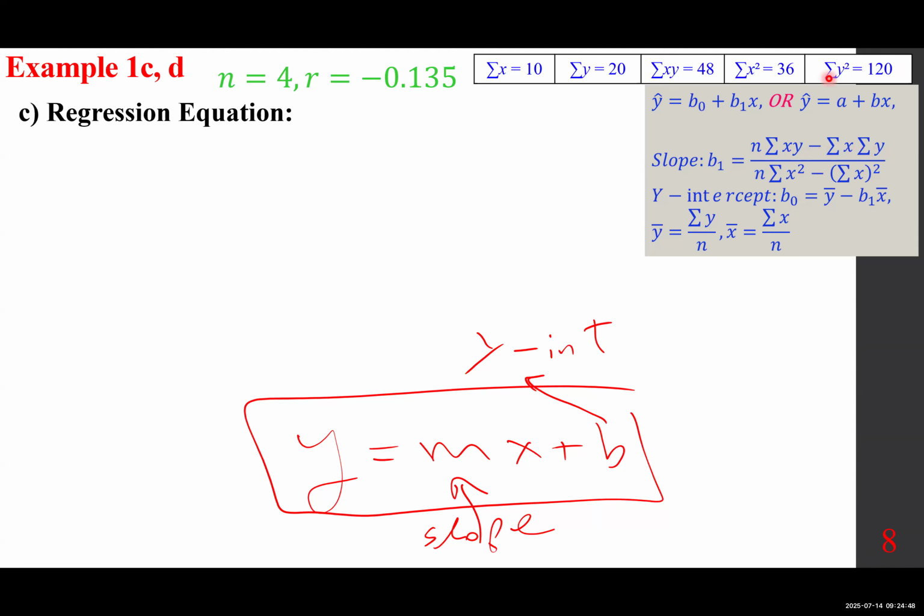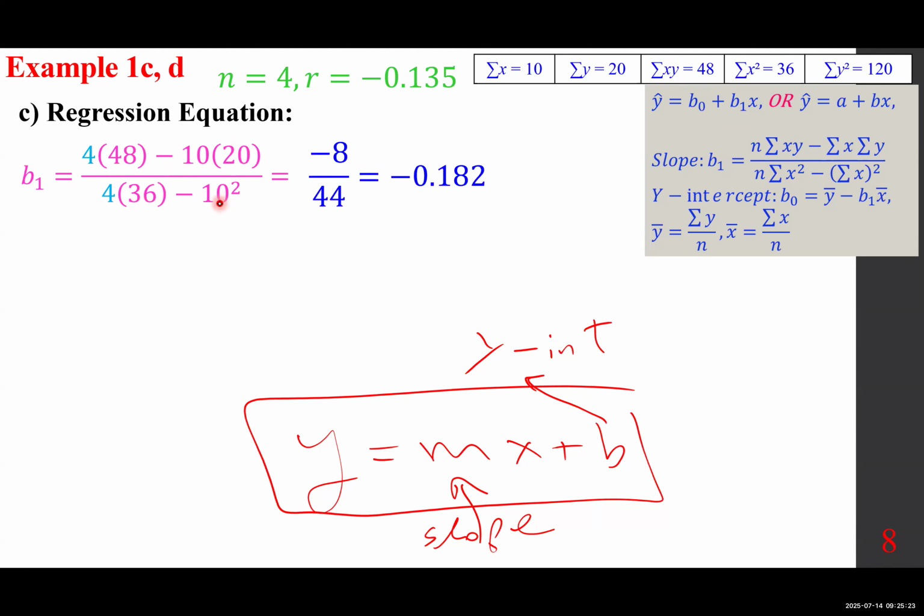And we have all of this calculated already. When we calculated r, we had to calculate all of those. So because of that, it's actually easy to do it by hand. It's been already done, mostly. So we put the formula here. b1 is n, which is 4, times summation of xy, which is 48, minus summation of x, 10, times summation of y, 20, over n, 4, summation of x squared is 36, minus summation of x, quantity squared. You put it into a calculator, you come up with this answer. So because all of this has been already done, this is a very easy process, everybody.